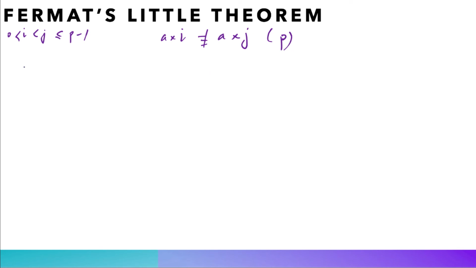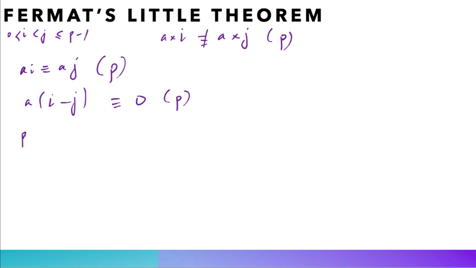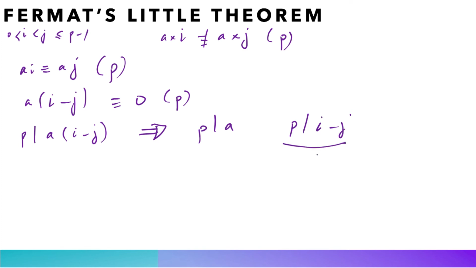Indeed, if ai were congruent to aj modulo p, which means that they give the same hour, it implies that a times i minus j is congruent to 0 modulo p, which means that p must divide a times i minus j. By the Gaussian lemma, this means that either p divides a or p divides i minus j. This cannot hold because i minus j is strictly lesser than p, and the only number that's strictly lesser than p that is divisible by p is 0, which means that i minus j must be equal to 0, or in other terms that i is equal to j. But of course this is wrong from our assumption here.